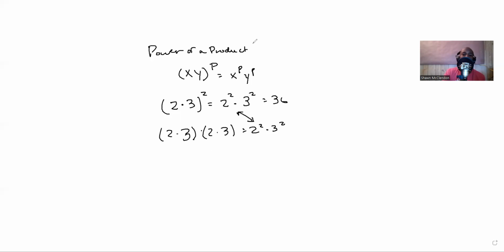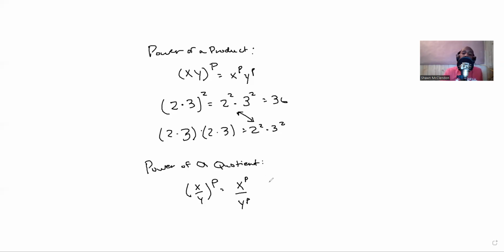All right, good. Now, the last thing I want to cover for this is called the rule for the power of a quotient. So if you have two different numbers, x and y, and they're being raised to a p power, then that is the same as x to the p over y to the p. Both of those being raised to the p power.